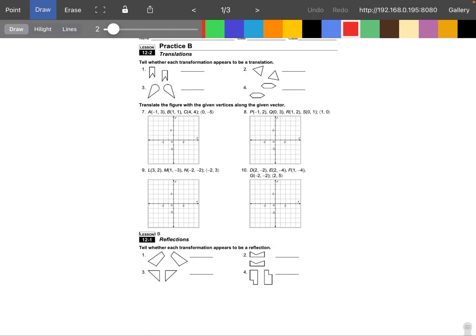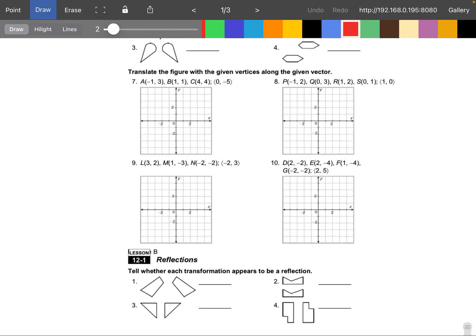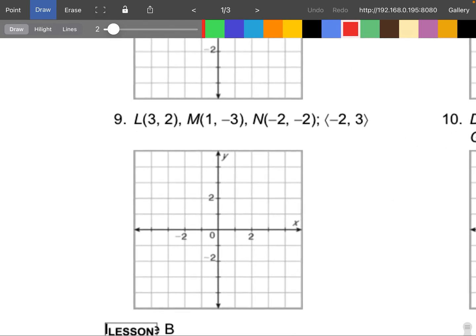So let's work on some of your assignment. So starting with the first thing we did, which was a translation, let's do number 9. So number 9, let's just graph what they told me first. So they wanted me to graph L, which is (3, 2), M, which is (1, -3), and N, which is (-2, -2).